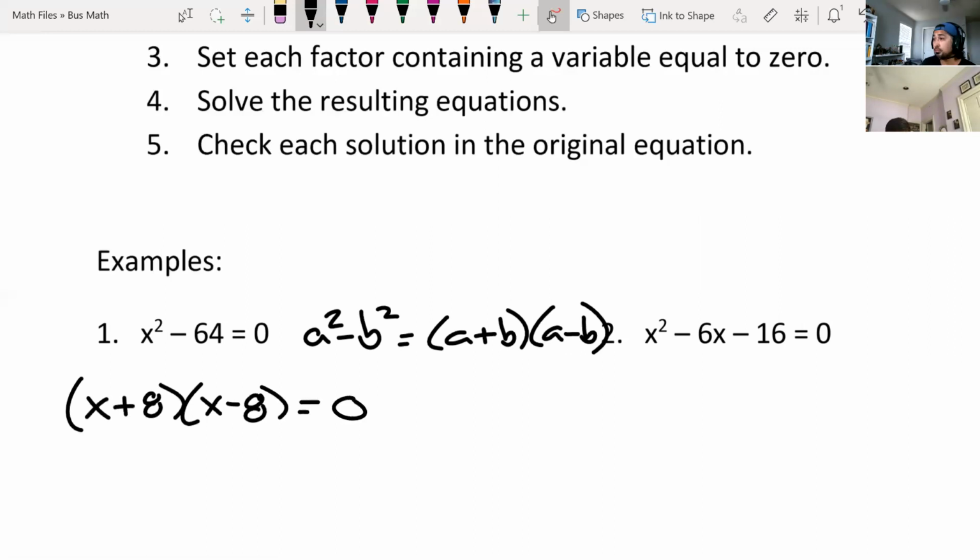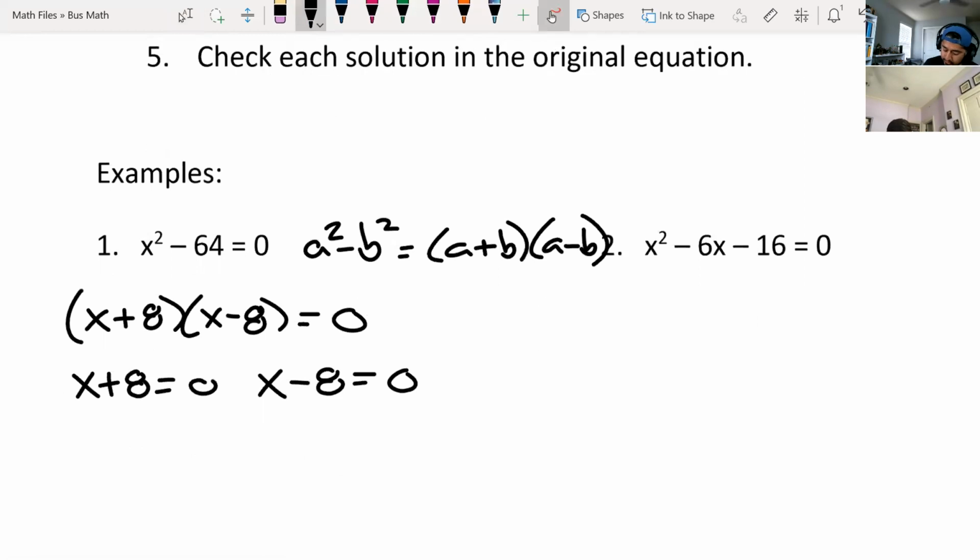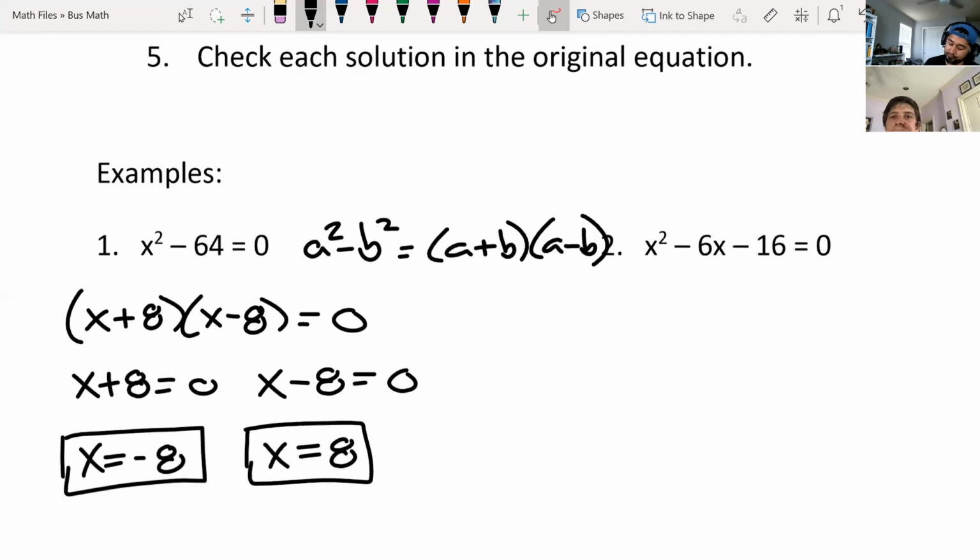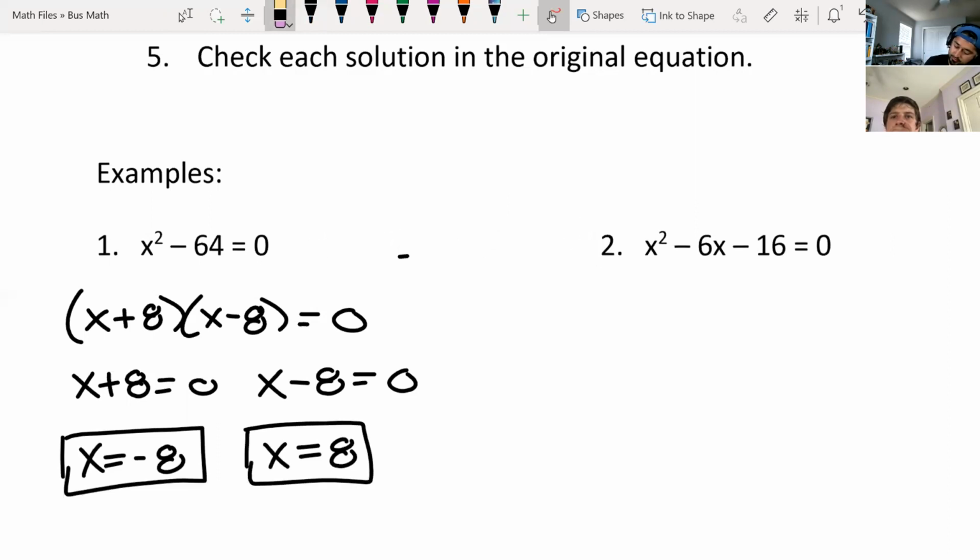to 0. And now, since we have completely factored it, all we have to do is set each term equal to 0. So you'll take x plus 8, set it equal to 0, x minus 8, set it equal to 0. And all you have to do here is solve for x. So you'll get x equals negative 8 and x equals 8. Okay. So again, all we're doing is factoring and solving for x.